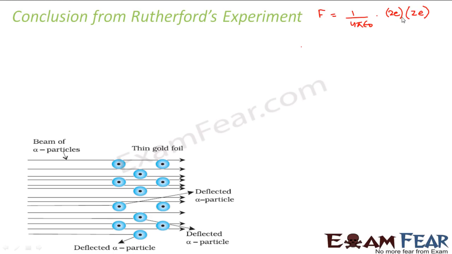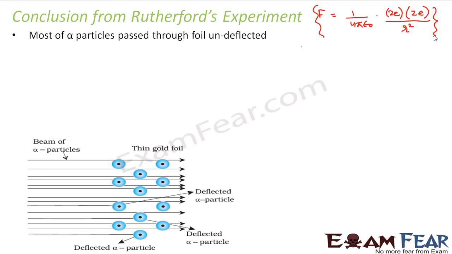So this would be the charge on the nucleus divided by r square, where r is the distance between the alpha particle and the nucleus. So the magnitude and direction of this force of repulsion between the alpha particle and the nucleus changes as the alpha particle comes nearer to the nucleus, right? Okay, so now what did Rutherford finally conclude?